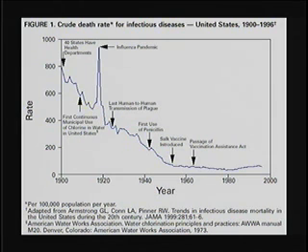Also, interrupting the chain of transmission, depicted here, is the crude death rate for infectious diseases in the United States from 1900 to 1996. So here we are in 1900, 800 people die of infectious diseases per 100,000 population per year. And notice that the remarkable decline has occurred over the next 40 years or so, even before antibiotics were introduced.